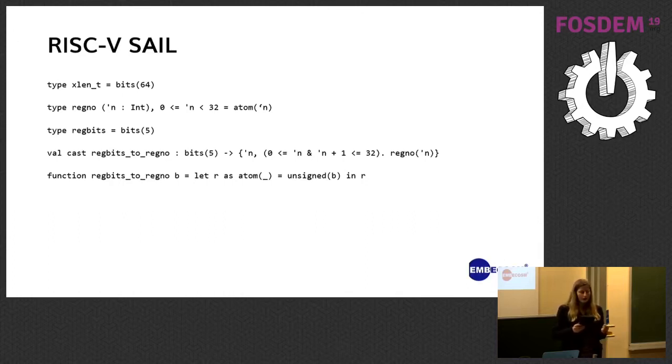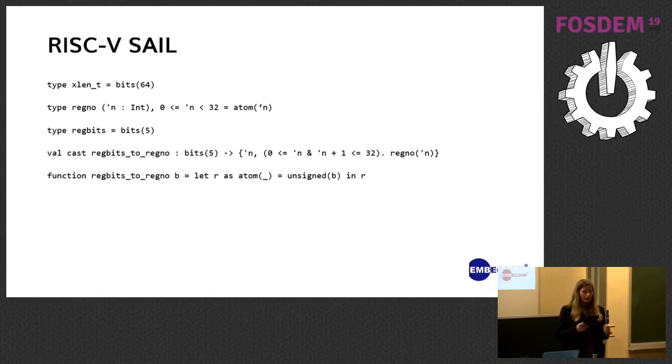Then we define a type regno, which is a type synonym for the built-in type atom. The type atom is a number which is exactly equal to the type variable 'n. Type variables are syntactically marked with single quotes, as in ML. A constraint can be attached to this type synonym, ensuring that it is only used when we can guarantee that its value will be between 0 and 31.